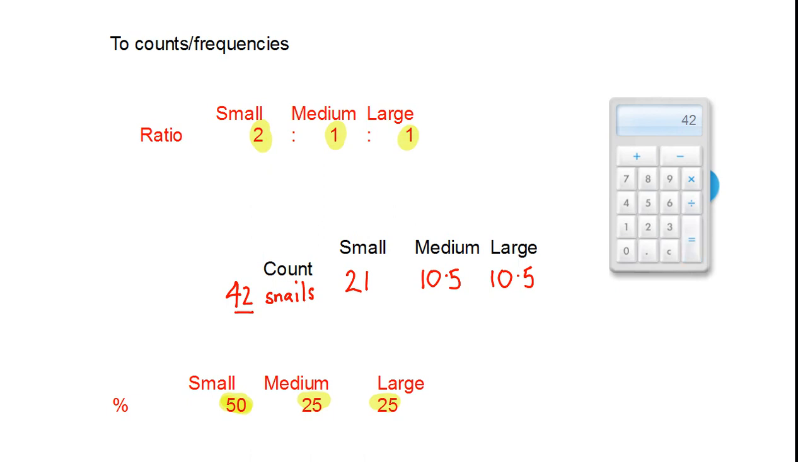To work with the ratios, we need to add them together to start with. With percentages, we know they add to 100 because that's how they're defined. With these ratios, if we add these up, we get 2 plus 1 plus 1, so that's 4. So 2 out of our 4 snails should be small, 1 out of 4 should be medium, and 1 out of 4 should be large.